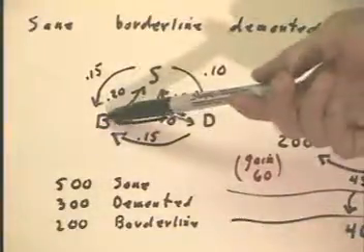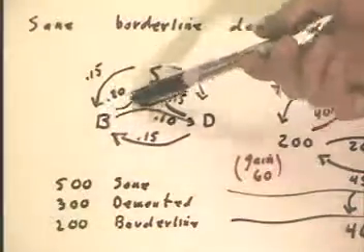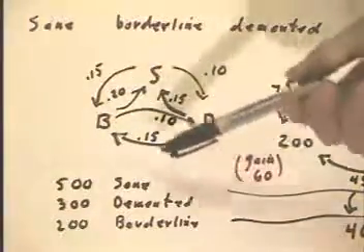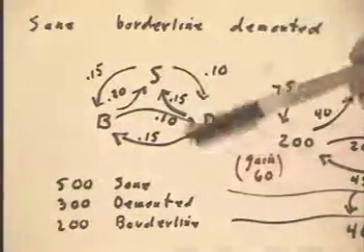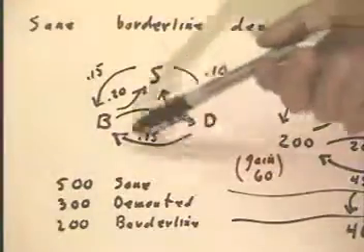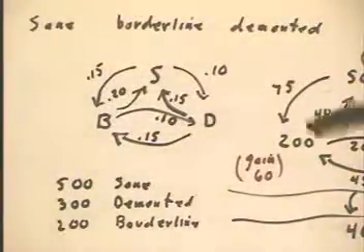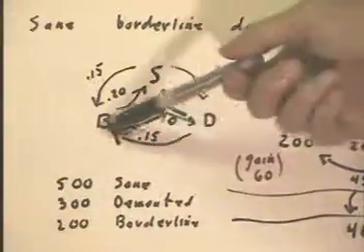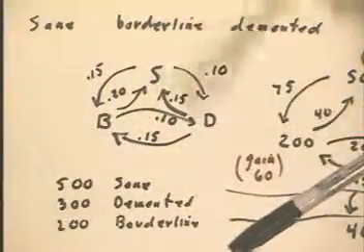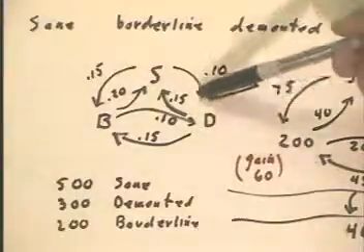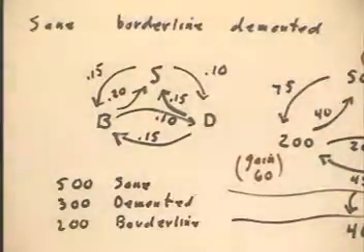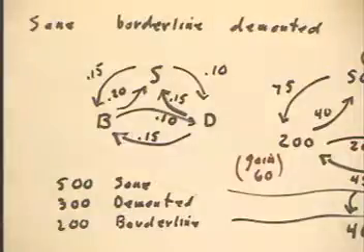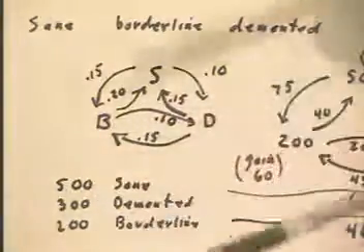If the number of borderline that goes sane is 20% and 10% go demented, then of course the remaining 70% will remain borderline. If 15% of the demented go sane and 15% go borderline, then of course the remaining 70% will remain demented. Now let's say that we start with 500 sane, 300 demented, and 200 borderline.